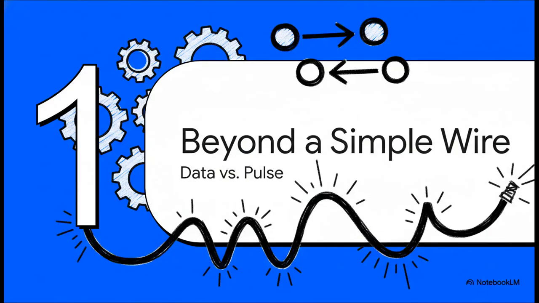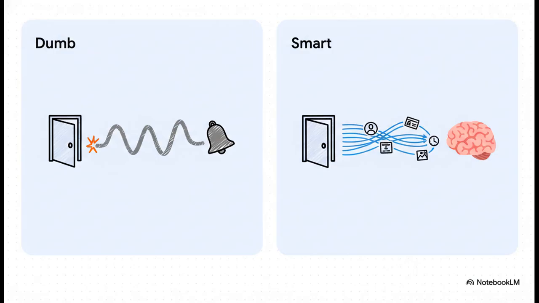Okay, so to really get how we got to this point, we've got to take a quick look back at how things used to be connected. And, well, it all started with a simple and, frankly, not so smart wire. And wow, this really shows the huge leap we've made, right? The old way, the dumb wire, could only send a basic pulse. It was just enough to say, hey, the door opened.